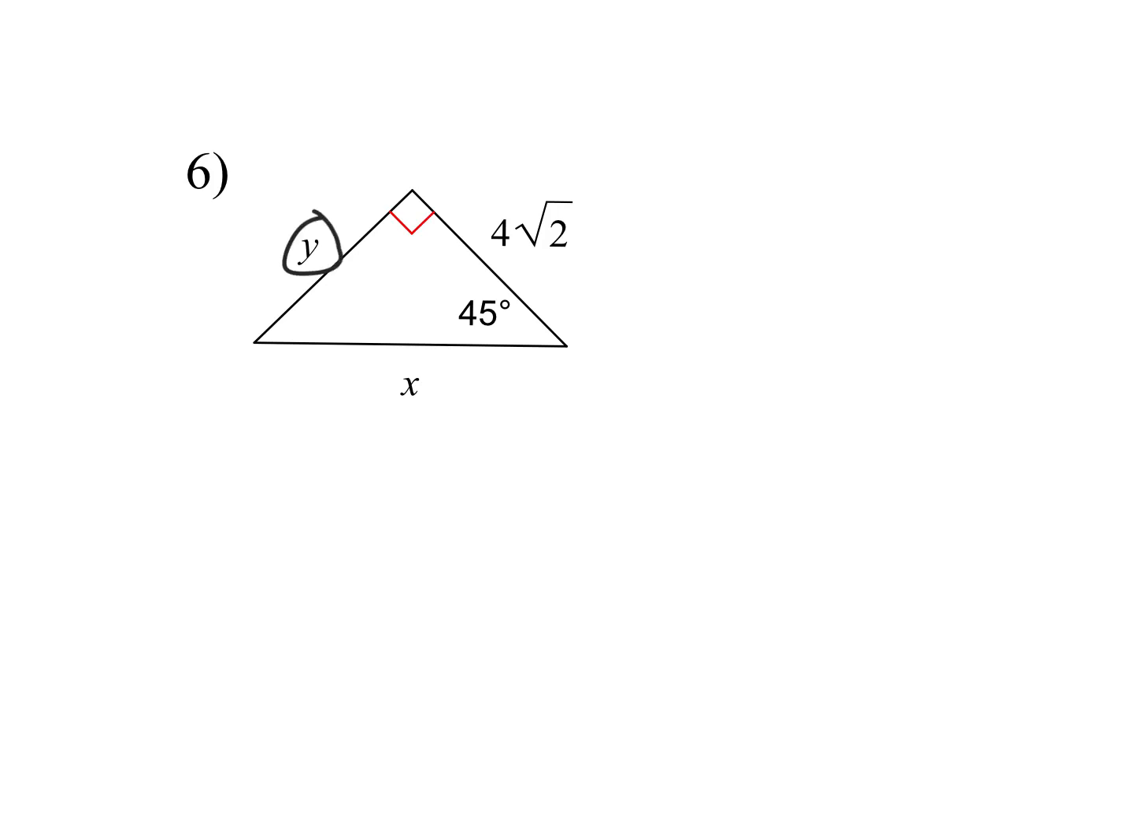Y and 4 square root of 2. Yep, remember the hypotenuse is across from that right angle. So since I circled them, what do I know about them? They're the same. So this one is also 4 square root of 2.